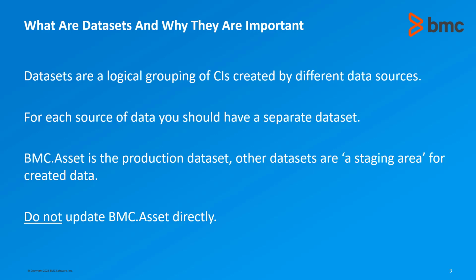By default, CMDB has several datasets. The first and most important is BMC Asset. This is the golden or production dataset that you treat as a single source of truth for all the CIs in your organisation. Other datasets are nothing more than a staging area for the data that the organisation's other tools collect about information in the environment.